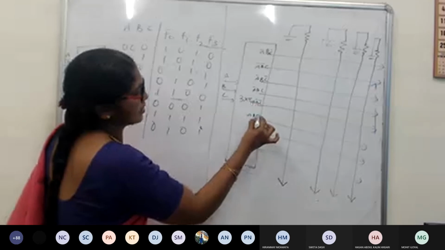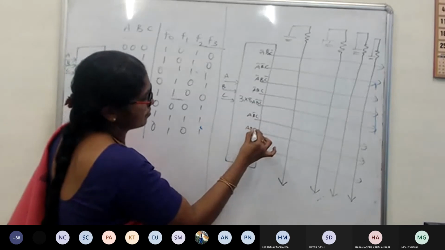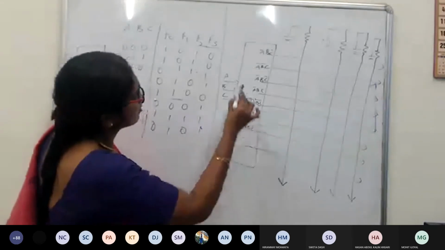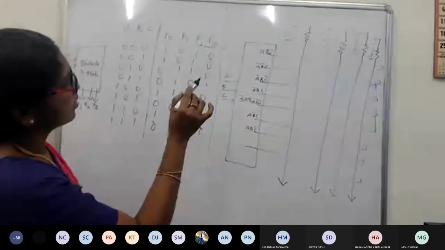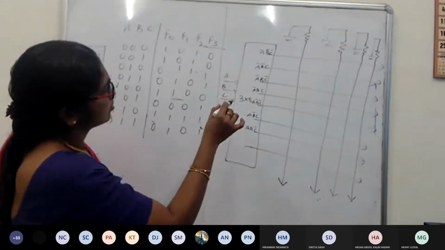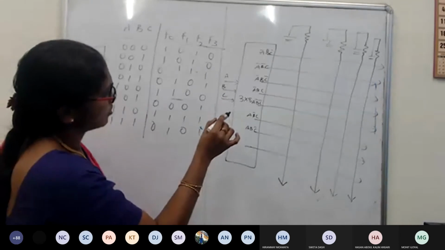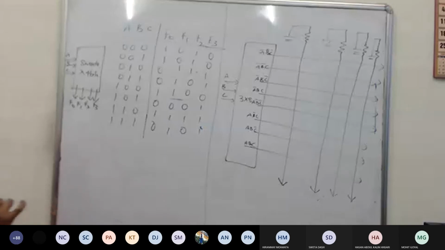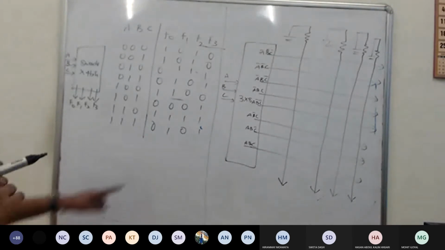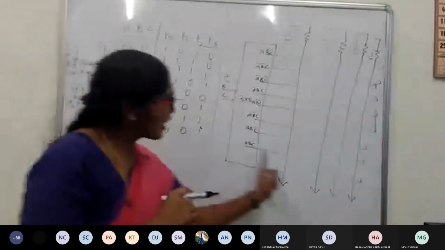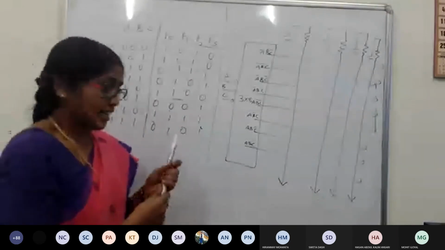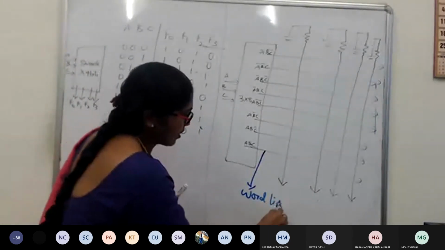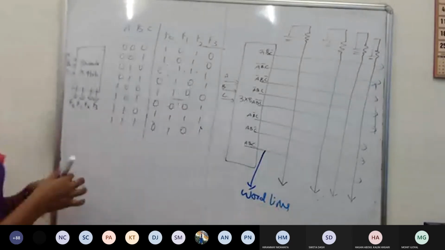You have combinations like this. Did I miss something? 0, 1, 2, 3, 4, 5, 6, 7. Is that correct? So these are there, and these lines are called word lines. These are called word lines. Now, what exactly is happening?